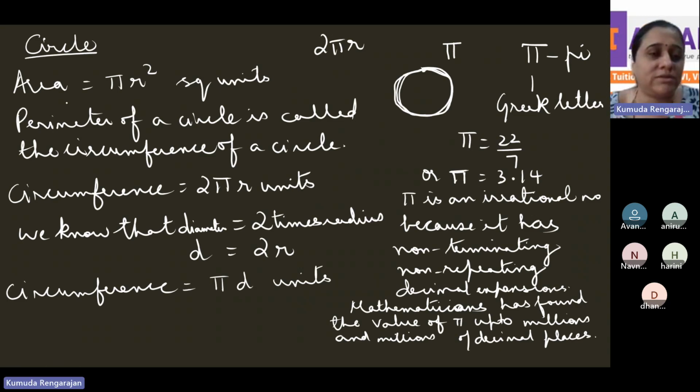So you need to remember the formula. Area of a circle is equal to pi r square square units. Circumference of the circle is equal to 2 pi r units or pi d units.